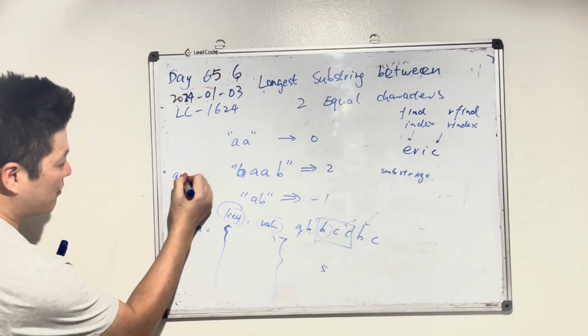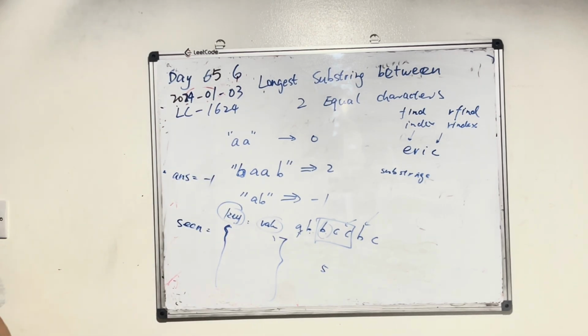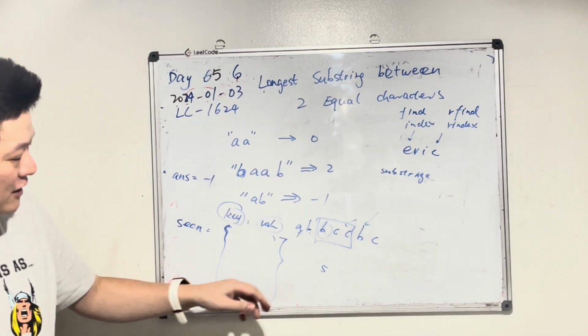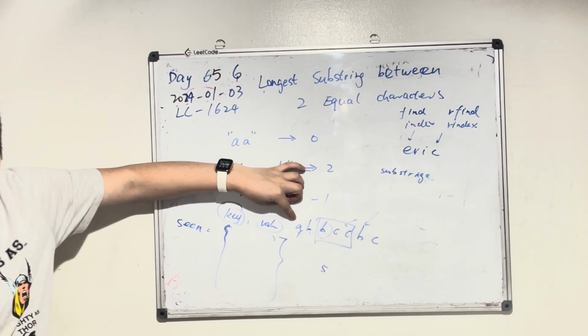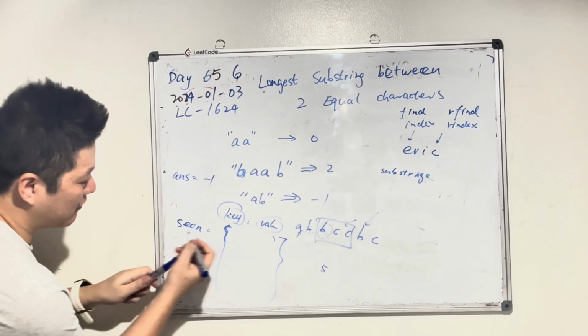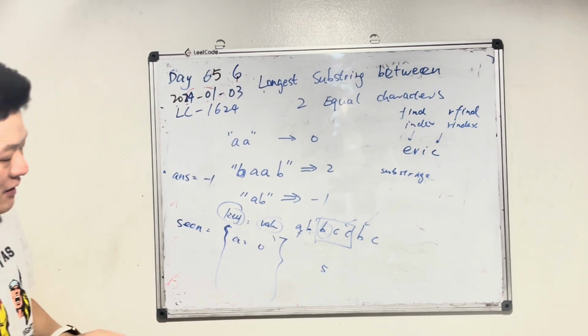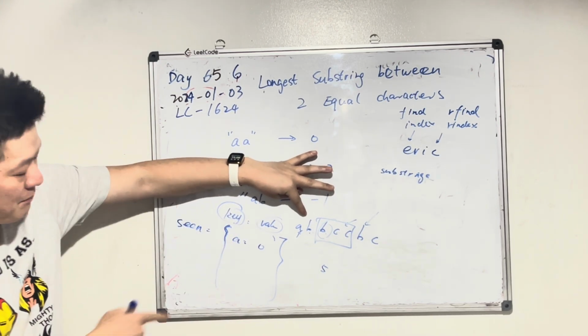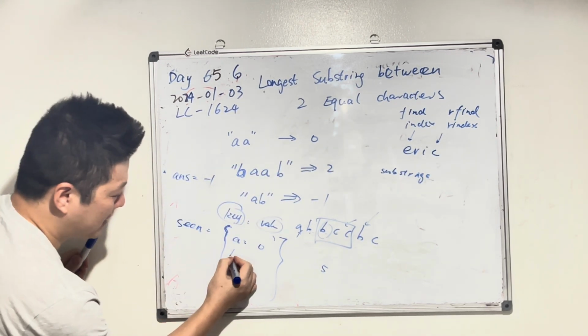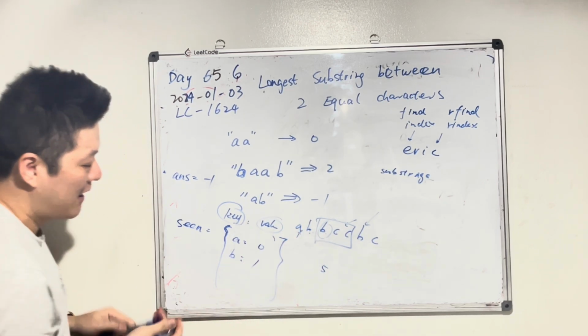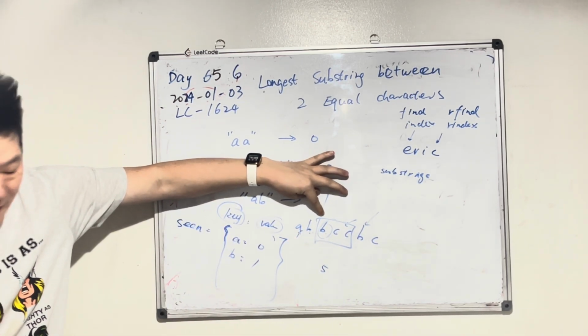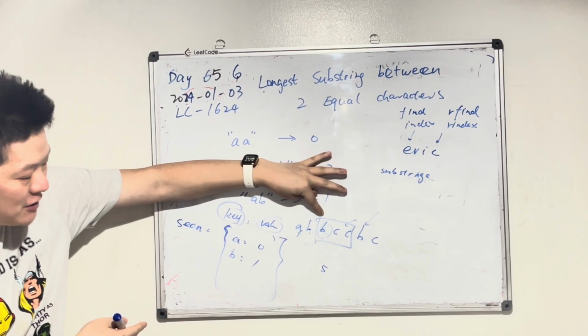Answer at the beginning, the longest substring. Let's make it minus 1, right? Because if you don't find it, it returns minus 1. A is not appearing before, so we note down the position, which is 0. B, it hasn't appeared in this table before, so we note down the position, which is 1, right? 0, 1, 2. B, we have seen B, right? So current position is 2.